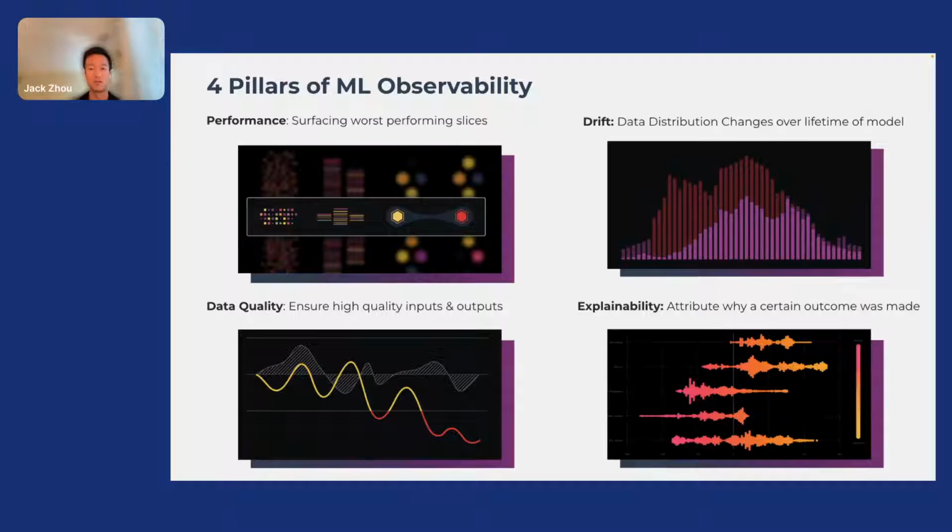We have 4 pillars that we use when thinking about ML observability. First is performance, of course, because this is what affects the customers. Second, drift. How do you detect changes in distribution? Data quality, and then explainability. And I'm going to go through each of these concepts.